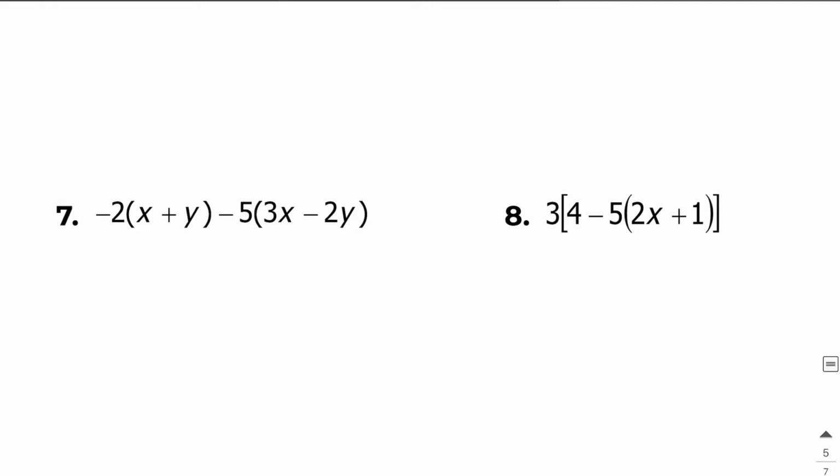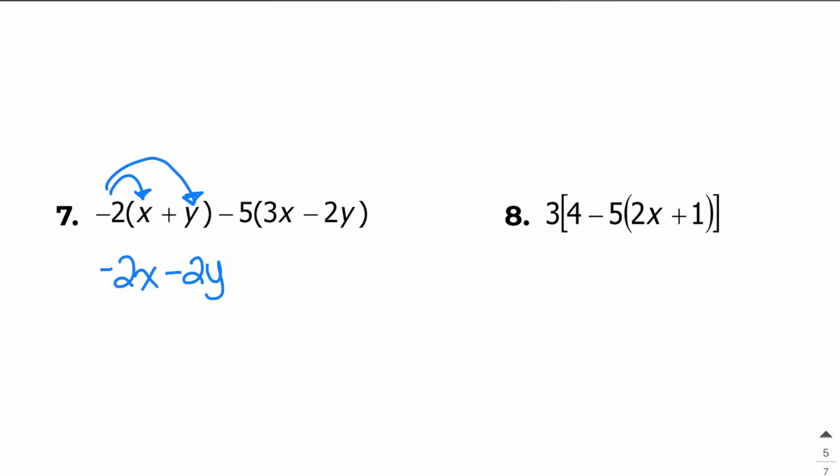Number 7 is a tricky one, so pay really close attention to this. So in number 7, I'm going to distribute this negative 2 through to the x. So negative 2 times x is negative 2x. I'm also going to distribute the negative 2 through to positive y. So negative 2 times positive 1y is negative 2y. Now I'm not going to distribute the negative 2 through any further because the bracket has closed. So there's no more distributing for me to do here.